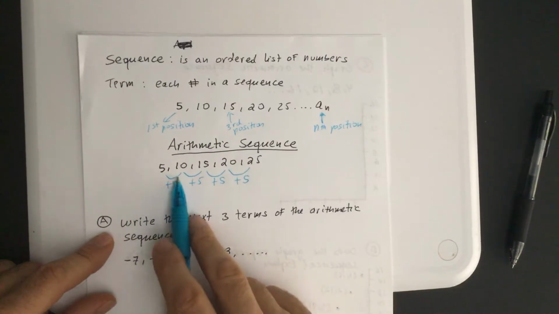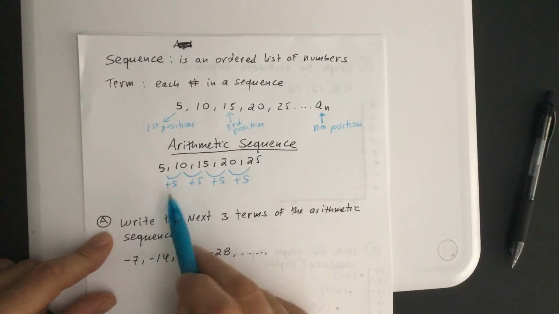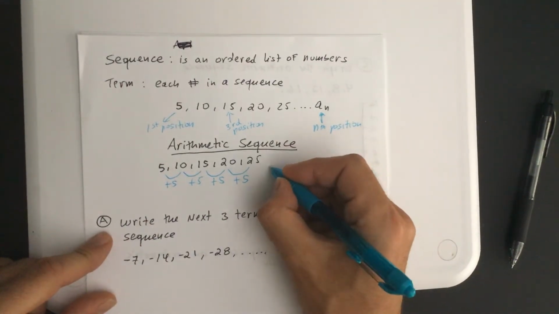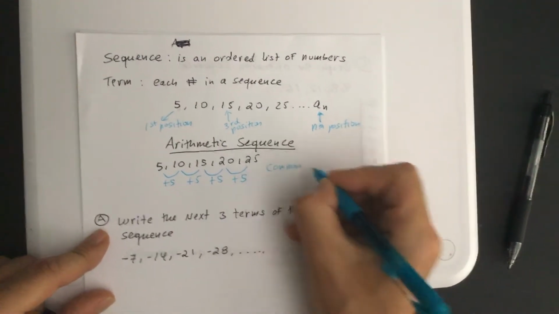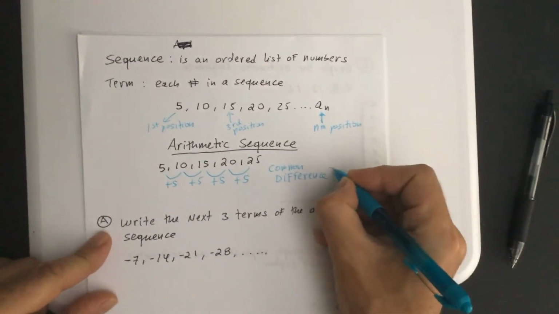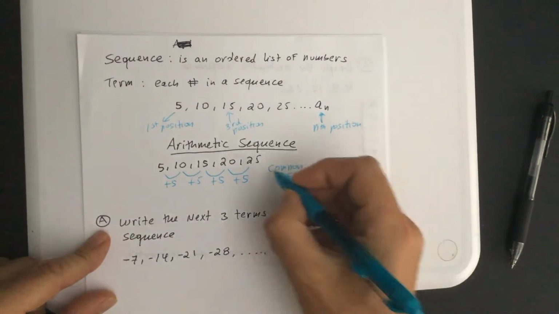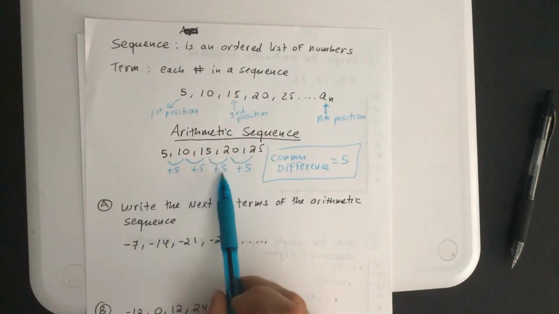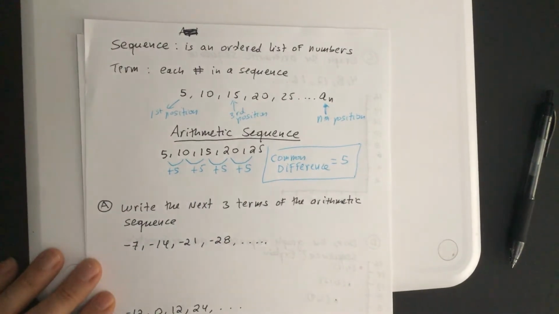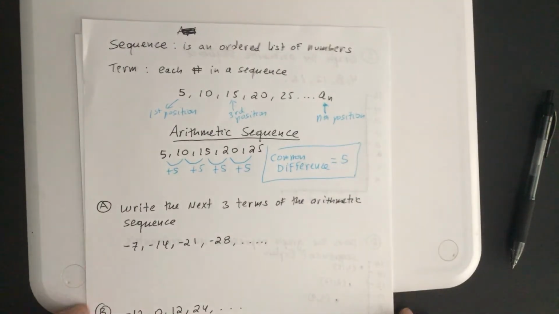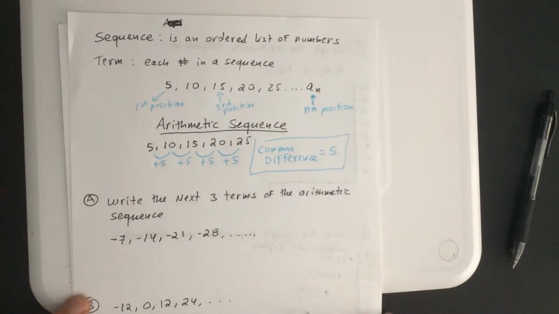This same number, basically this difference, is called the common difference, right? So in this case, the common difference is 5. And that's what you need for an arithmetic sequence. They have to have the same constant all the time. Same difference. So knowing that, I want you guys to try the next problem here.